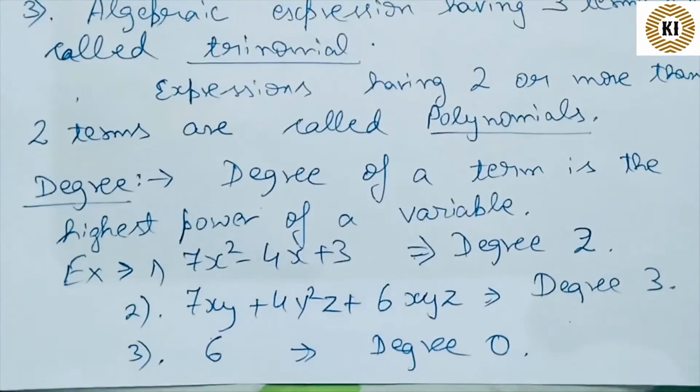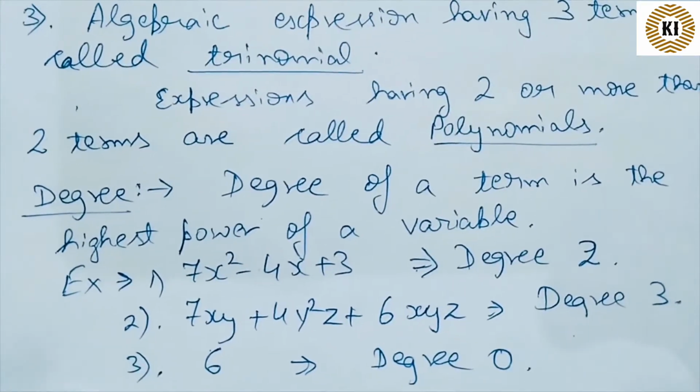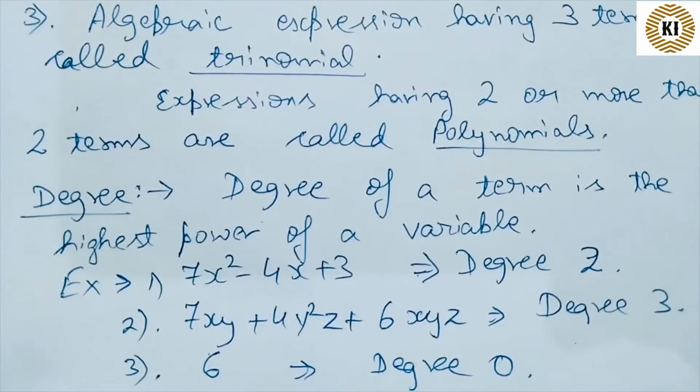Last, you can see third, only it is a 6, so here we are having no variable. In that case the degree will be your 0.